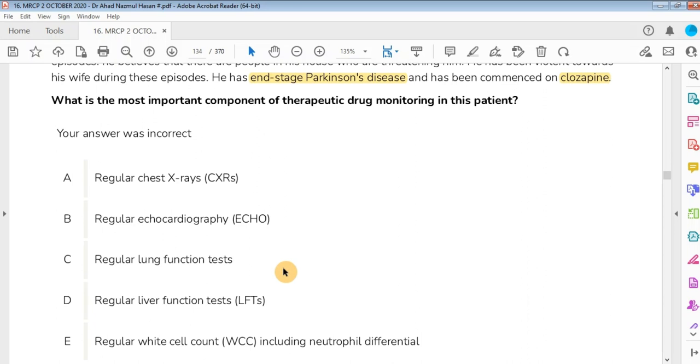What is the most important component of therapeutic drug monitoring in this patient? A, regular chest x-ray, B, regular echo, C, regular lung function test, D, regular LFT, E, regular WBC, including neutrophil differential.